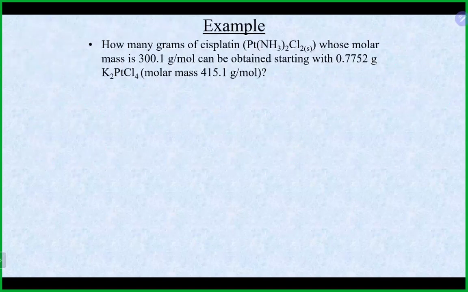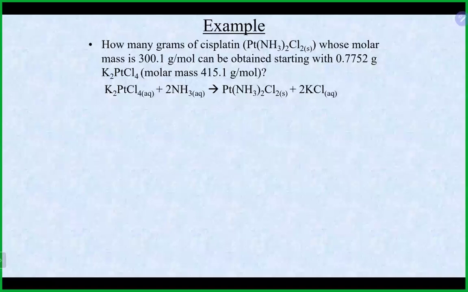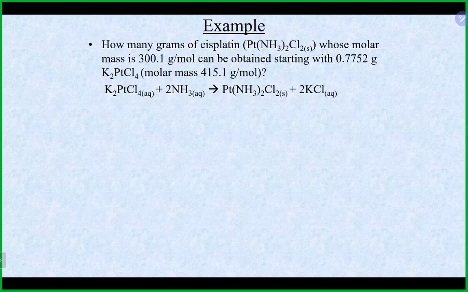So I think we did a problem. I think where we left off was this problem. Why don't you give it a go here, following those steps. How many grams of cisplatin, whose molar mass is 300.1 grams per mole, can be obtained if you started with 0.7752 grams of K2PtCl4? Take a few minutes to see what you come up with.